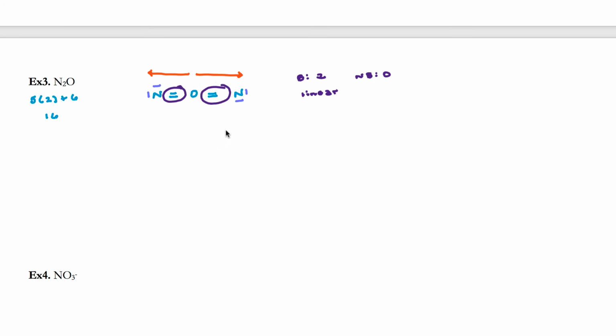Notice that they will cancel. If they cancel, that means that your molecule is nonpolar, and that is because your dipoles cancel. In that tug of war, that oxygen is not moving. Your dipoles cancel. Okay? Let's look at number 4.